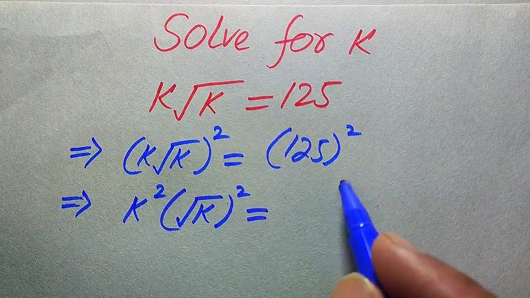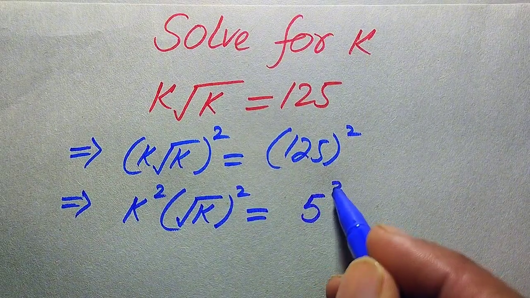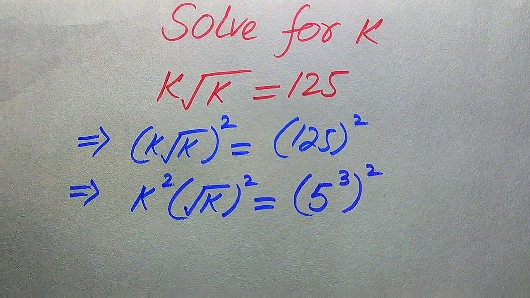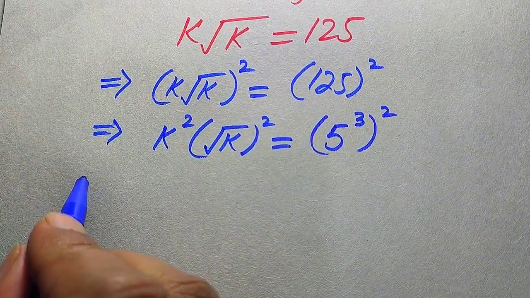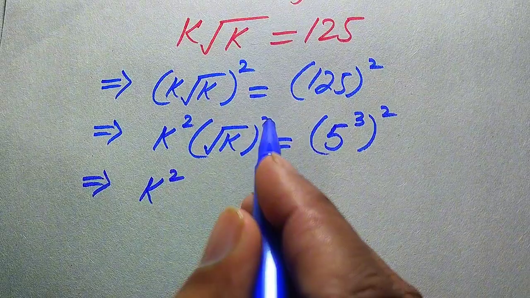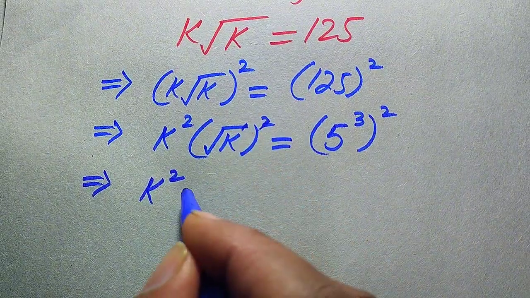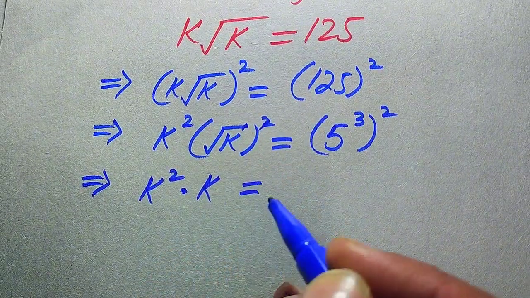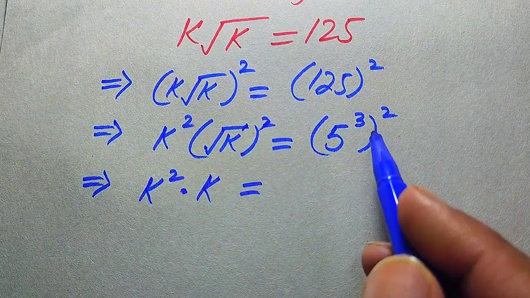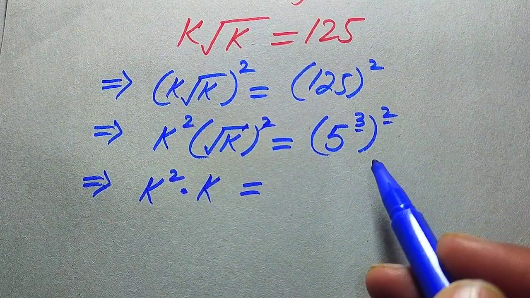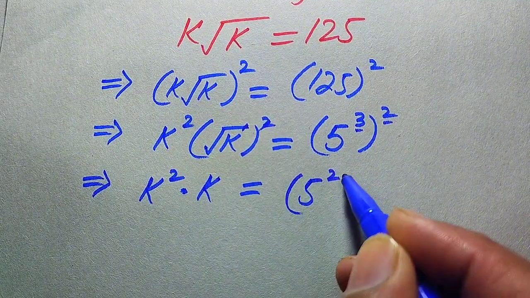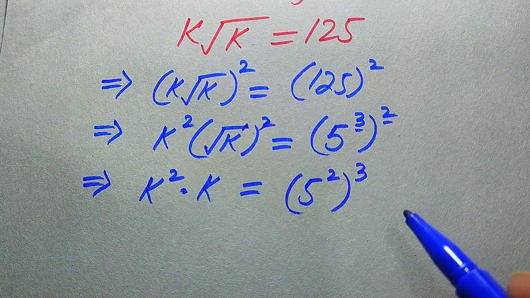So we know that 125 is the cube of 5 and its whole square. And now further, in the next step, we need more simplifications, and you see here on the left hand side we have k square. This 2 and this square root are gone, and we get here k only, and this is equal to 5 cubed and its whole square. So here we need to interchange these two exponents. So when we interchange these two exponents, it becomes 5 square and its whole cubed.